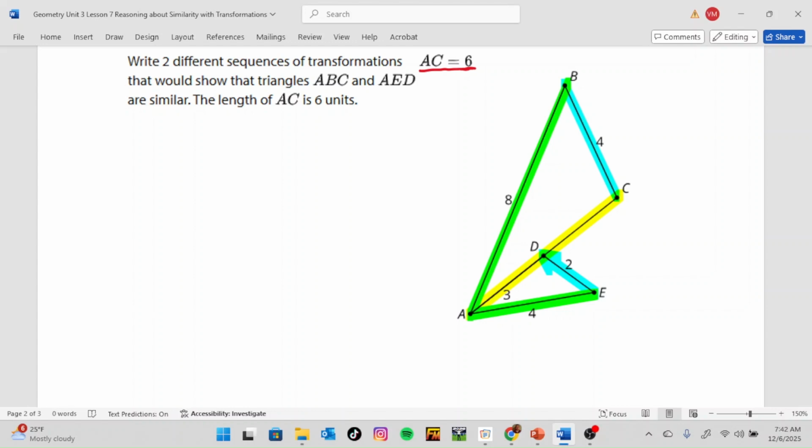So this means my scaling factor is either multiplying by 2 to go from the small triangle to the big triangle, or 1/2 to go from the big triangle to the small triangle. So if they want 2 different sequences, first, let's go from ABC to AED.